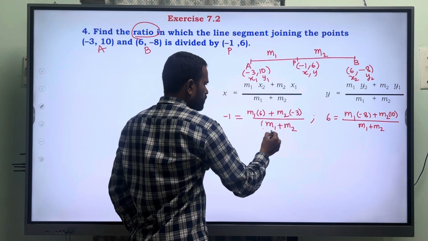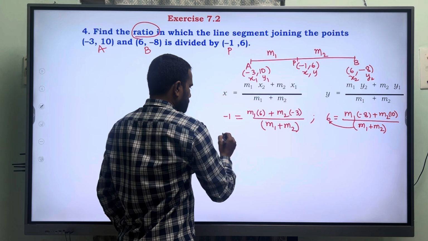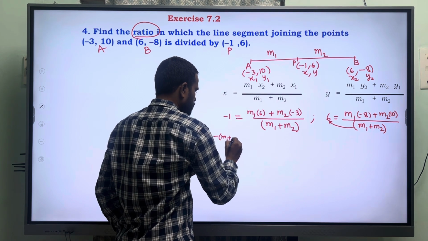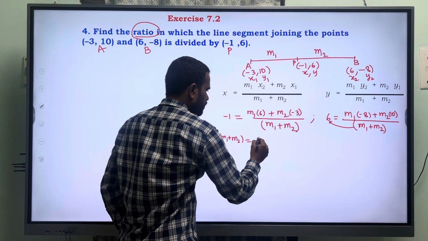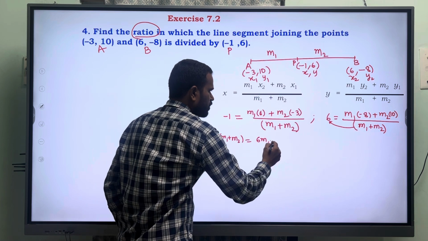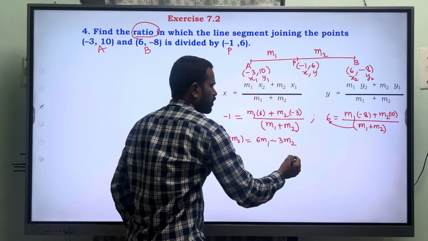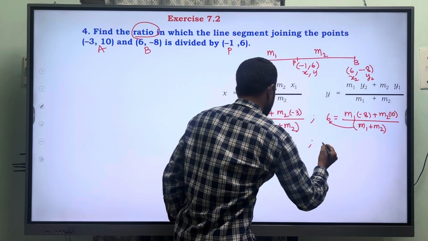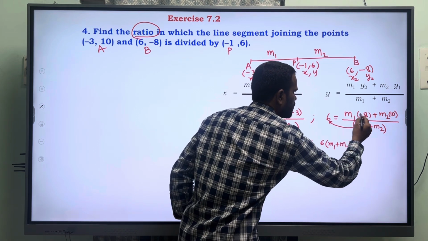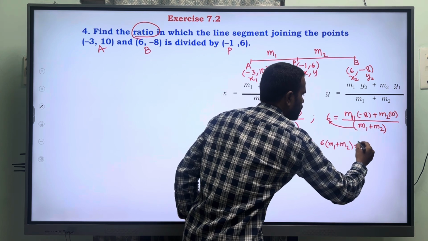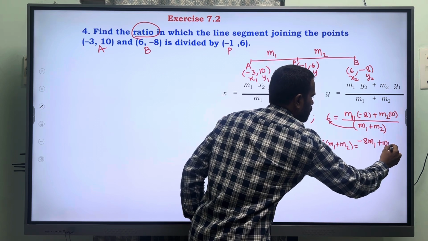So now see here, this m1 m2 we will send to the other side. So minus 1 into m1 plus m2 is equal to 6m1. 6 into m1 is 6m1, plus minus 3 into m2 is minus 3m2. Okay. Next, this will come to the other side. 6 into m1 plus m2 is equal to minus 8 m1 plus 10 m2.